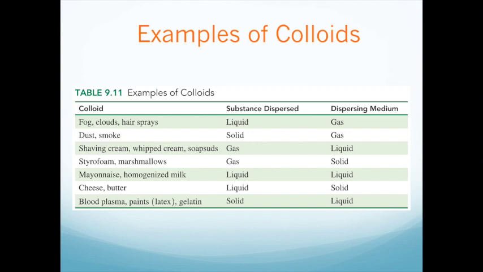Mayonnaise and homogenized milk are liquids dispersed in a liquid. Cheese and butter are liquids dispersed in a solid, in this case protein. And things like blood plasma and paints like latex paint or gelatin, they're all solids dispersed in a liquid. Now, blood plasma is the part of your blood that is outside the blood cells.